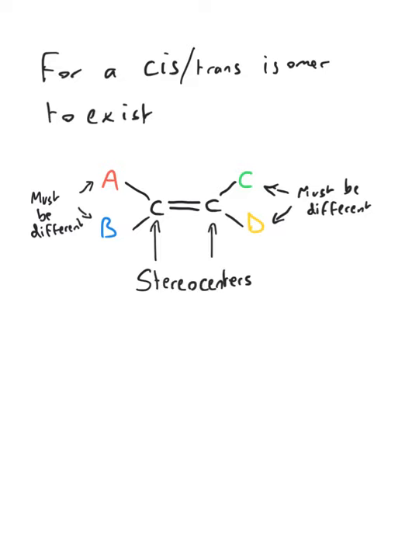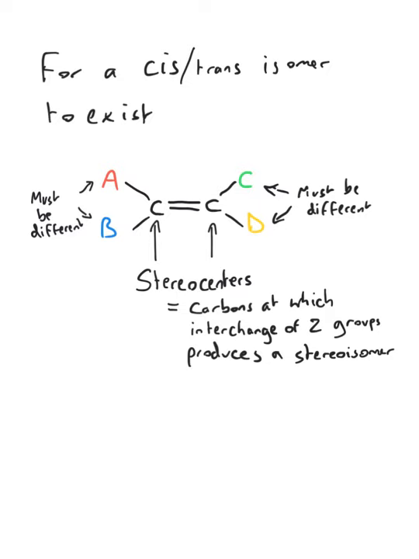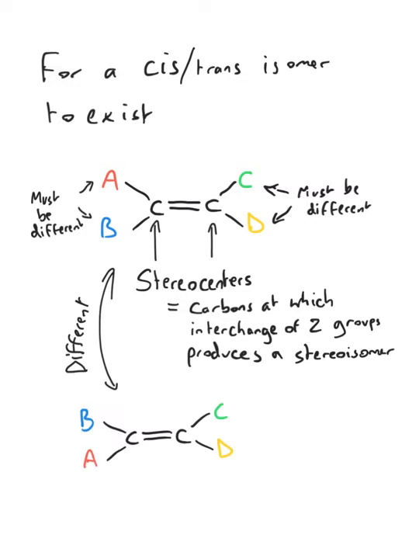The carbons of the double bond are referred to as stereocenters, as they are carbons at which interchange of two groups produces a stereoisomer. What do we mean by that? Well, if we switched places between A and B, we would end up with a structure that is different to the original structure, even though the order of bonding remains the same, i.e. they are stereoisomers.